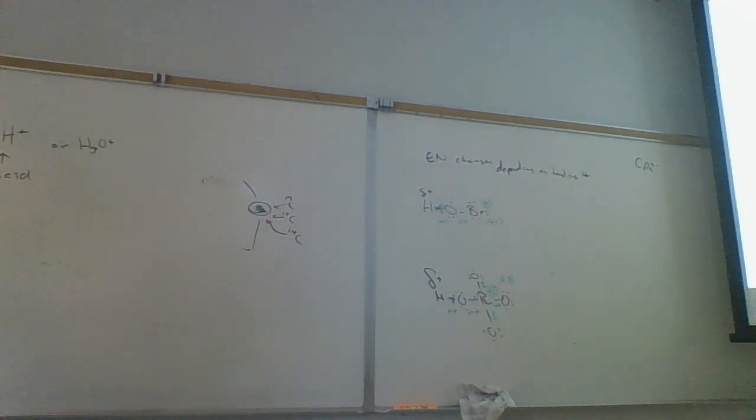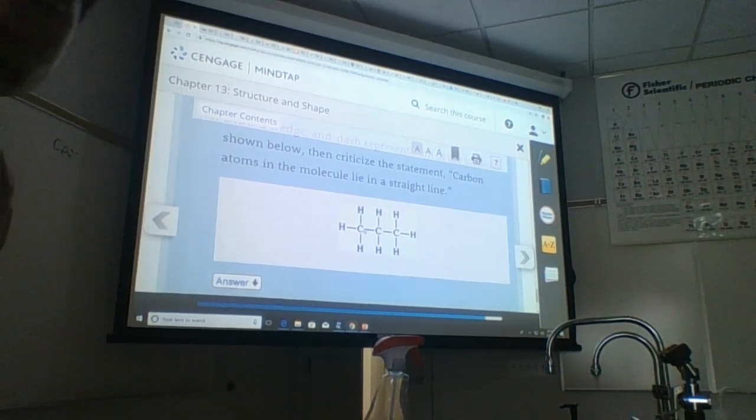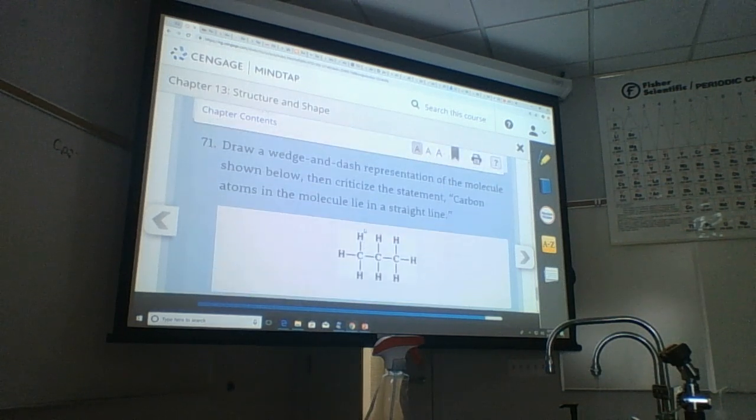Do you recognize this? This is called propane. It has 3 carbons, and hydrogens there. Did we take a break yet? Yeah, we did. That's right. So, all right, draw a wedge-dash representation of the molecule shown below, and then criticize the statement, carbon atoms in the molecule lie in a straight line.